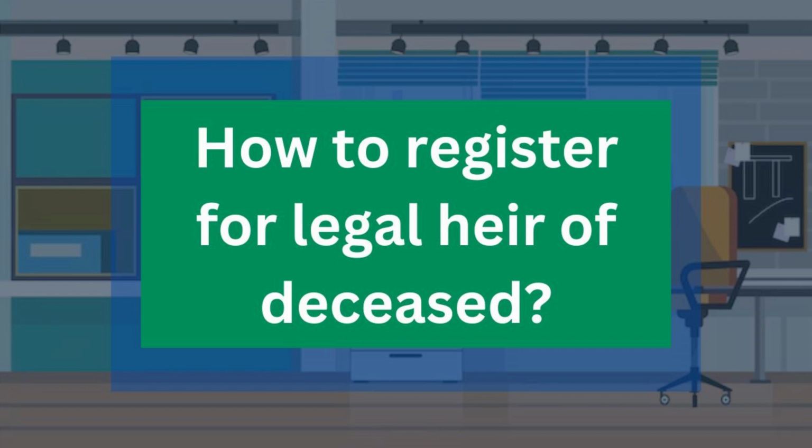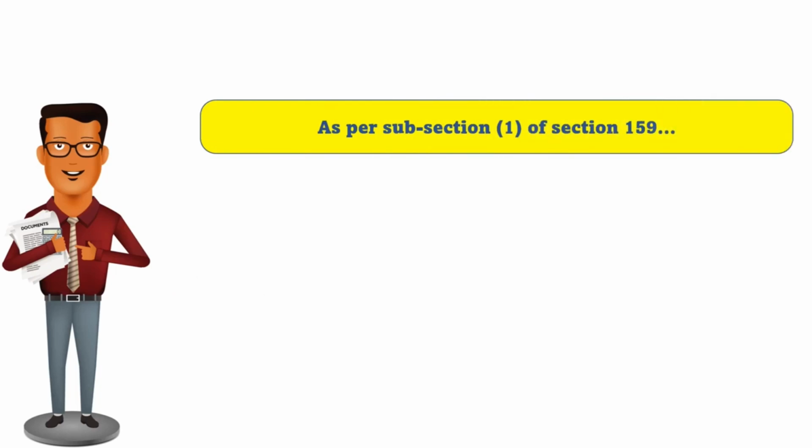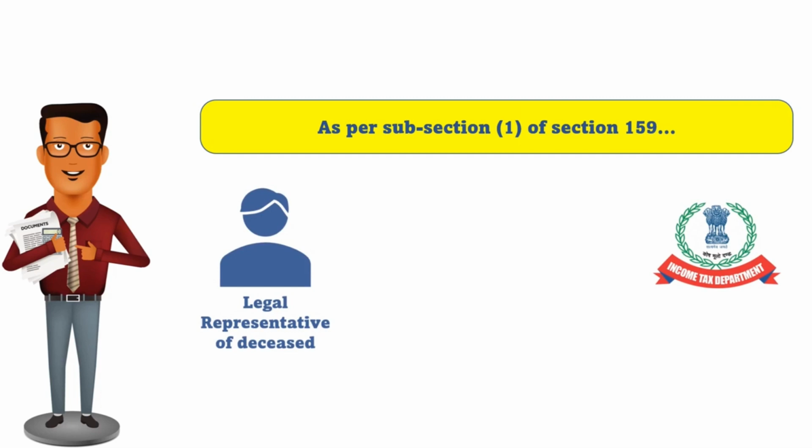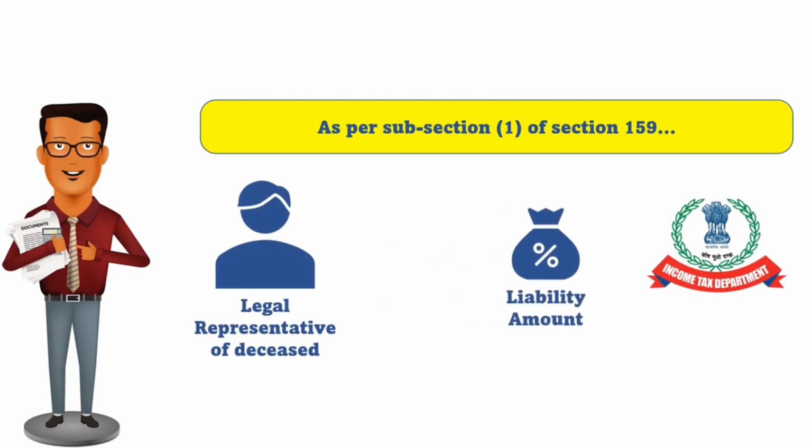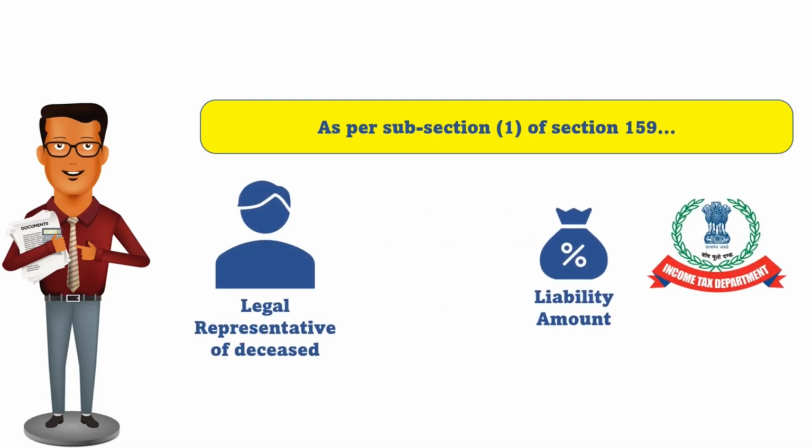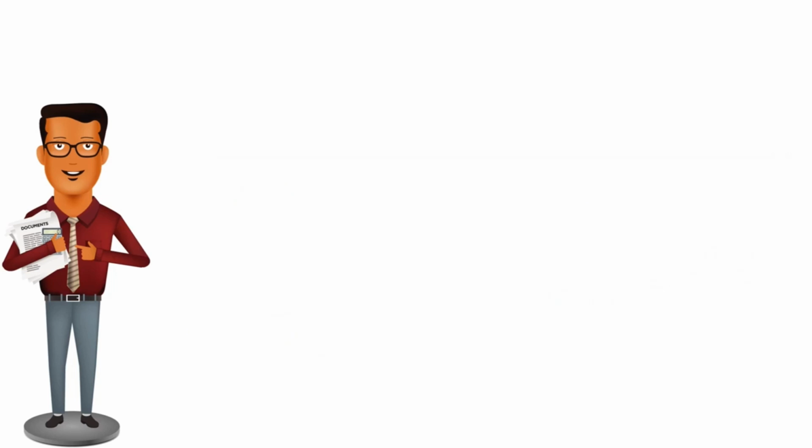This video is on how to register as a legal heir of a deceased person. As per the requirements of the Income Tax Act, in case of the death of a person, the legal representative or the legal heir is required to pay any sum which the deceased would have been liable to pay if the person had not died.